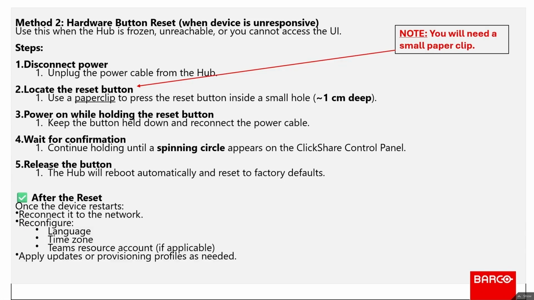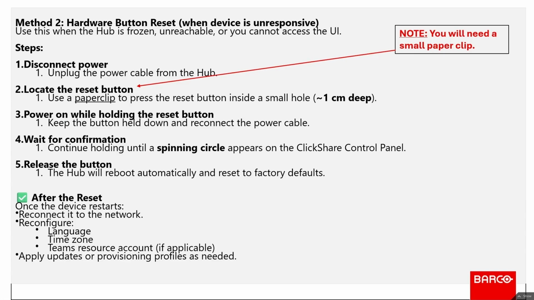Okay? So you're going to disconnect the power, unplug the power cable from the hub. That's the USB-C power. You're going to locate that reset button, which is that little recessed hole. You're going to need a small paper clip. Then you can stick it in there, okay, and push the button in. So while you're pushing the button down, you're going to power it on while holding the reset button and keep the button held down and reconnect the power cable.